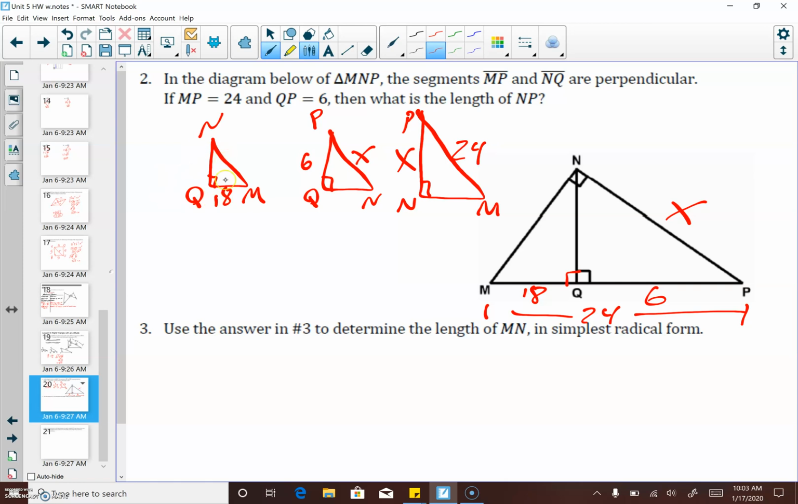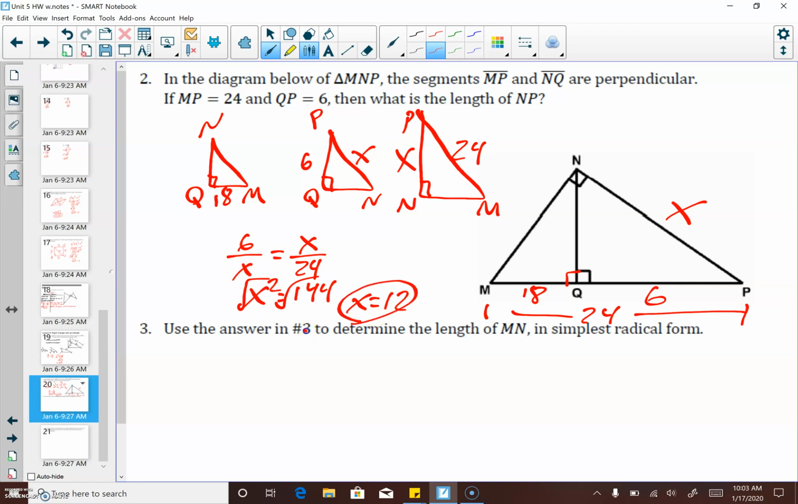So as I look, my little triangle only has one side labeled, so that's going to be our useless one. So I look here, I can go 6 over x equals x over 24. Cross multiply, x squared equals 6 times 24, which gives us 144. Take the square root, that's a good one because it's a perfect square, and we get 12.